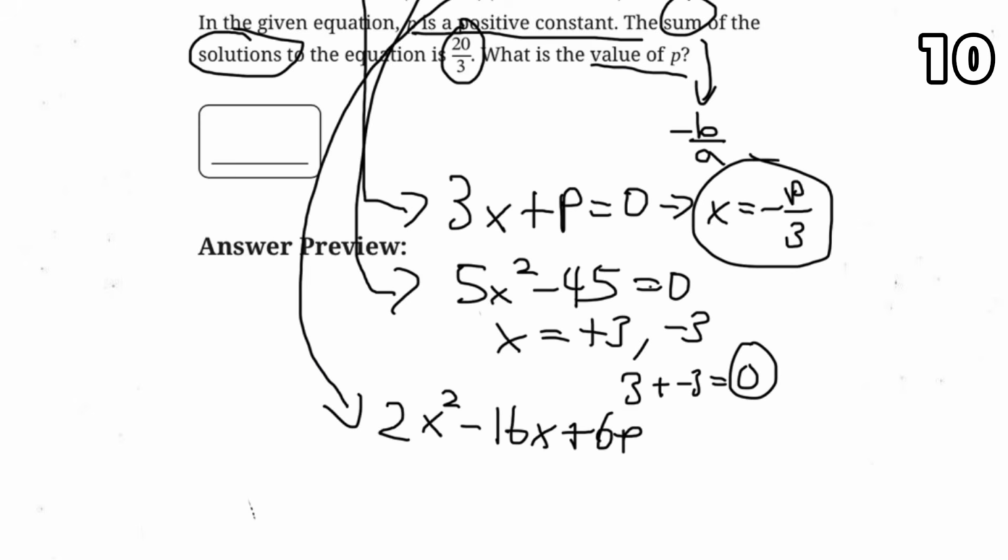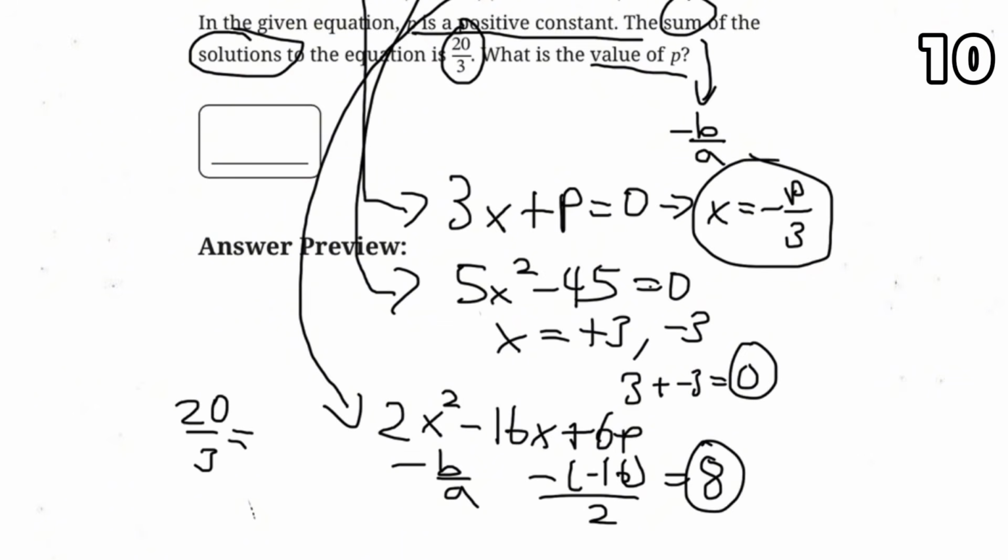Now we can use the formula negative b over a to get the sum of solutions, and we get positive 16 over 2 equals 8. Now, to figure out the value of p, we're given the sum of solutions to the equation, which is 20/3. So we can add 8 plus negative p over 3 and set that equal to 20/3. And we get that p is equal to 4.